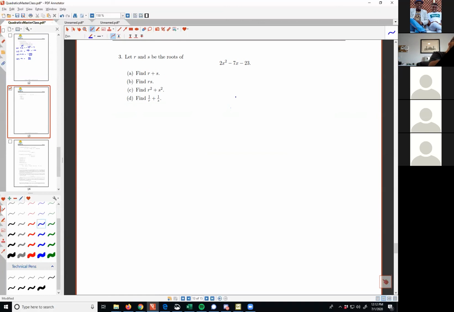R plus S is 7 over 2. Good. Negative B over A, which is 7 over 2. And then part B. That's 23 over 2. Sorry, minus 23 over 2. Well, what if we wanted R squared plus S squared?